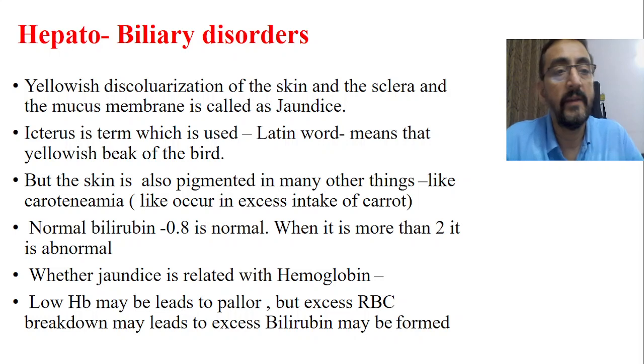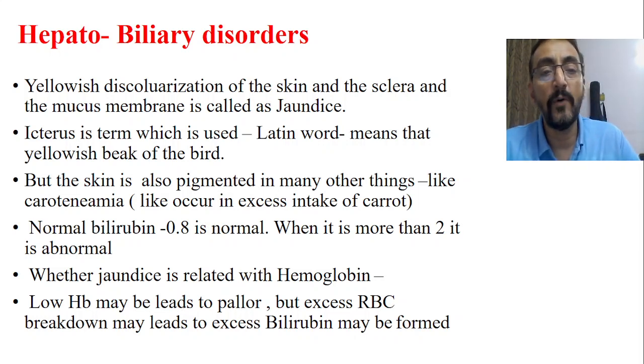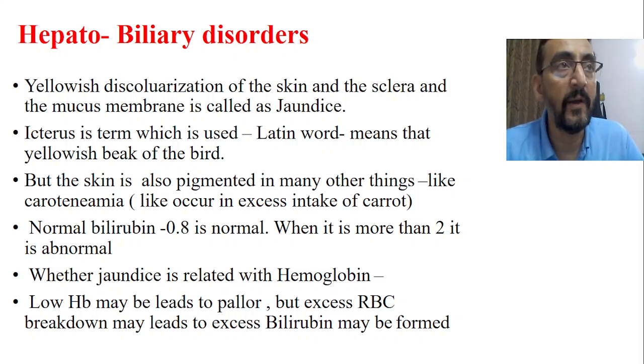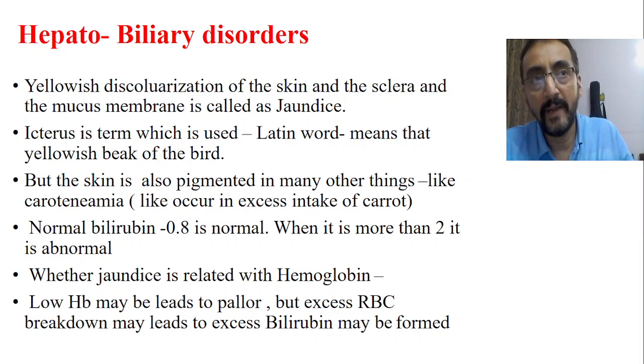But the skin is also pigmented by many other things. Whenever you find yellowishness in the body, maybe in the sclera, the mucous membrane, the nails, or the palms, it is not always jaundice. This is very important for us. Whenever there is yellowish pigment in different parts of the body, it is not always jaundice because of hepatobiliary disorders.